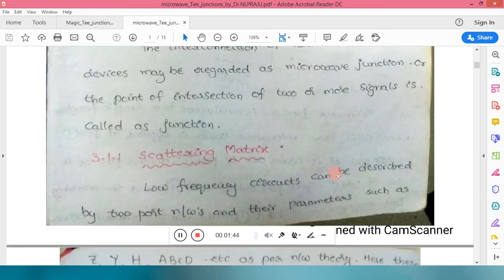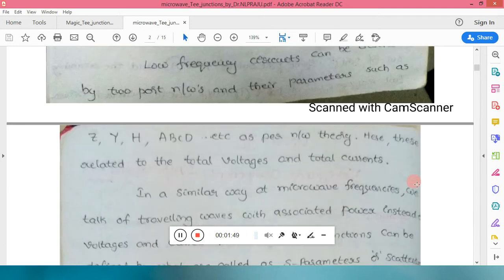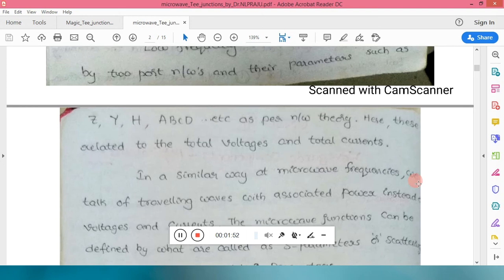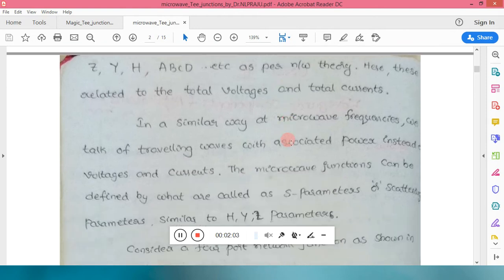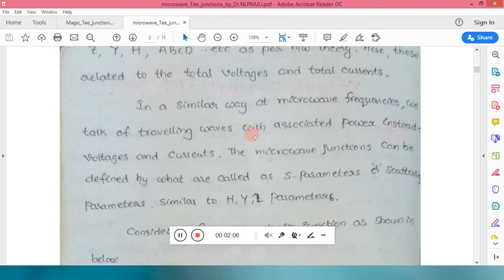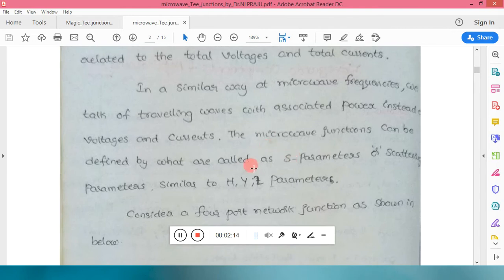Generally, low frequency circuits can be described using two-port networks and their parameters like Z parameters, Y parameters, H parameters, ABCD parameters, etc. These are as per network theory. Here voltage and current relations are used. In a similar way, at microwave frequencies, we are talking about traveling waves which are associated with power instead of voltages and currents. The microwave junction can be defined by what we call scattering parameters or S parameters, similar to X, H, Y, Z parameters.